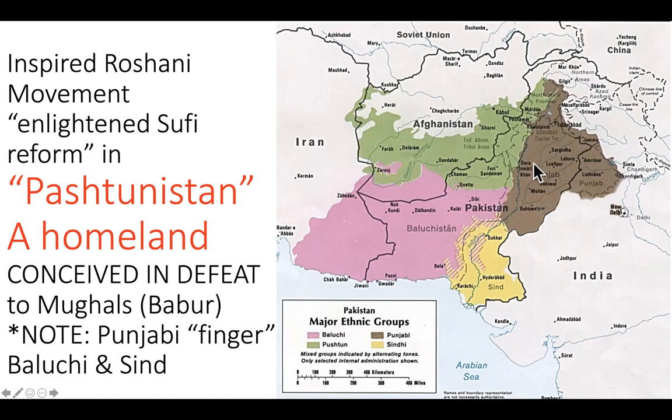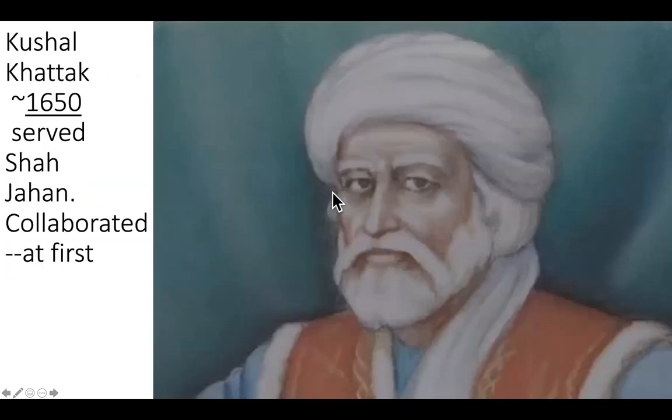the Roshani movement set up the nationalist idea of a national Pashtunistan. And then following on that, there's another famous leader, Kushal Katak. There's a Katak region in both Afghanistan and Pakistan. So his name lives on as a geographical place, which means his ideas were important. Interestingly, before he got his big ideas, he was a collaborator. He collaborated as opposed to the Roshanis.